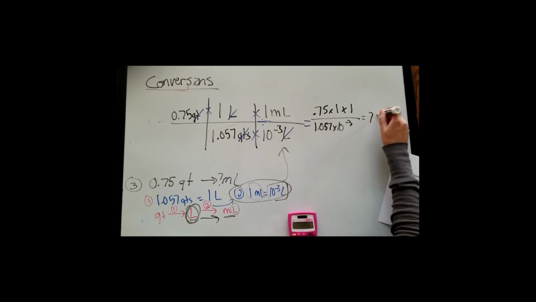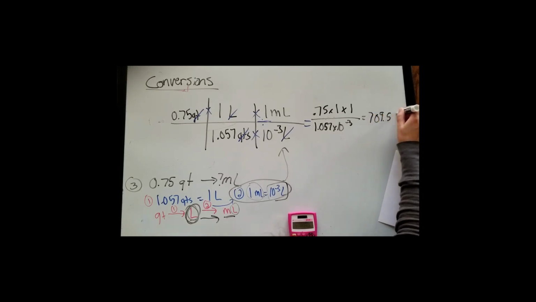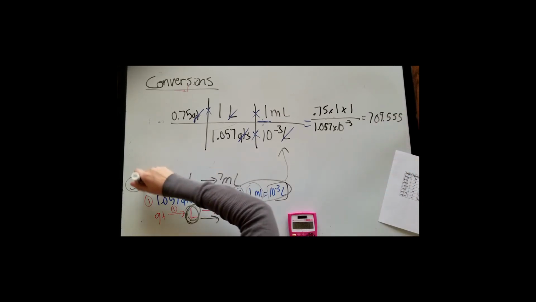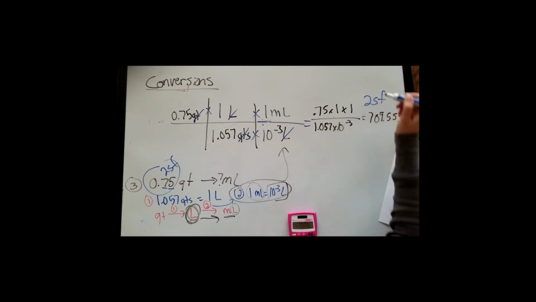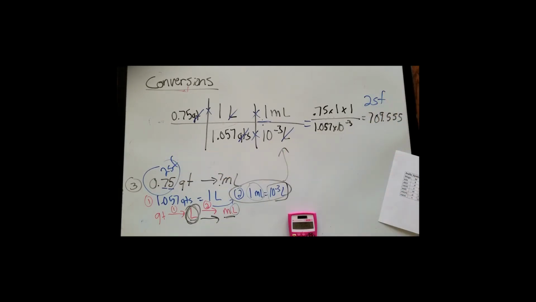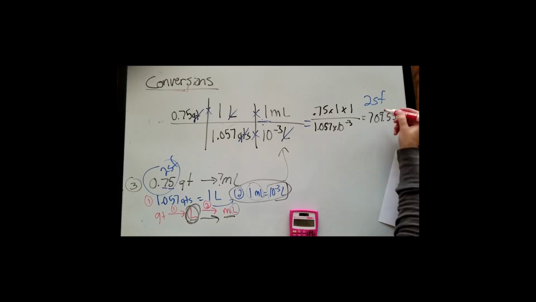And I get 709.555, lots of digits. But how many digits do I actually want? Look back to the original number. 1, 2, so that's 2 sig figs. That means I want just 2 sig figs in my answer. This is a hard one to round, actually. Glad we did this one.